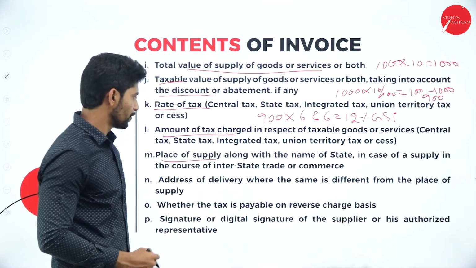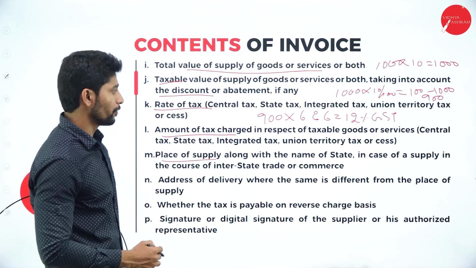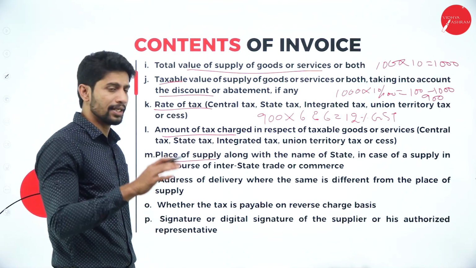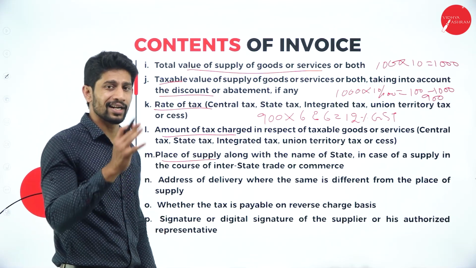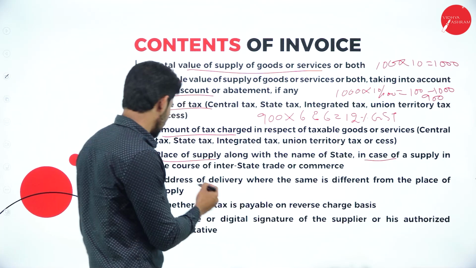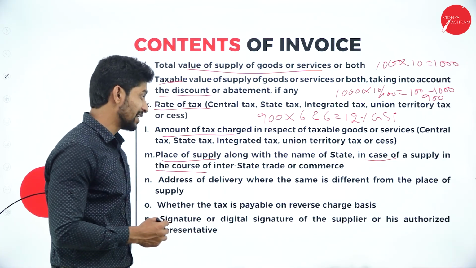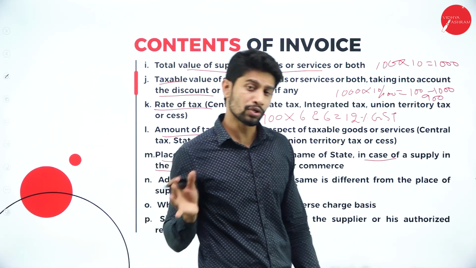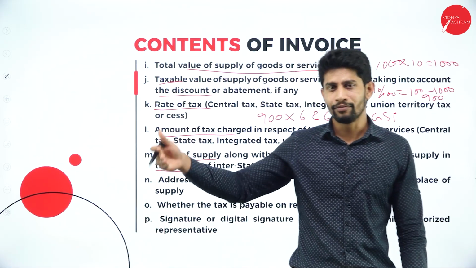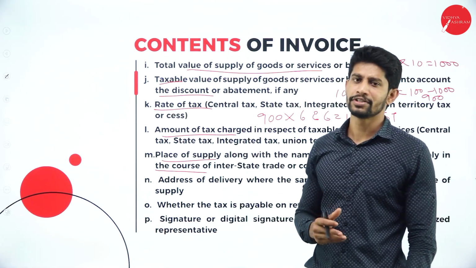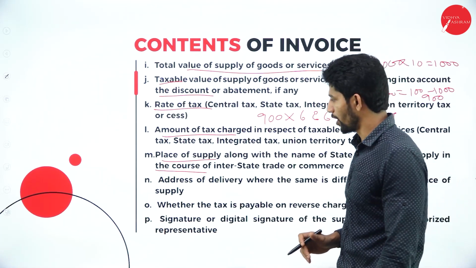Next, the place of supply along with the name of the state. That means the place from where they are supplying the particular goods, and the state from which they are supplying. In case of supply in the course of interstate trade or commerce, that means if the transaction is happening between two states, then they will mention from which state the goods are supplied. That will be mentioned in the tax invoice.